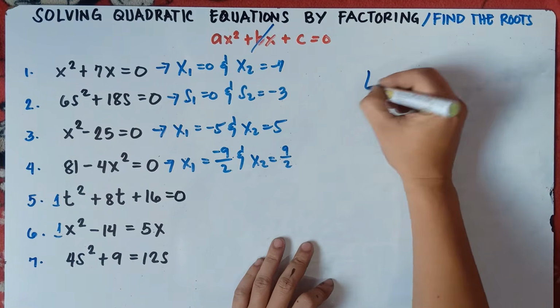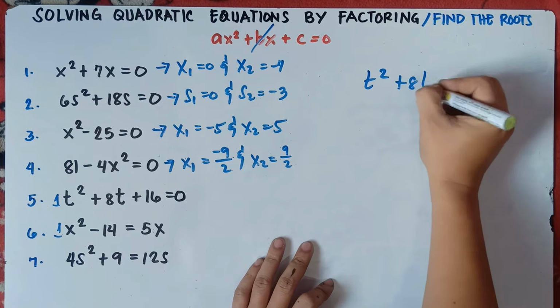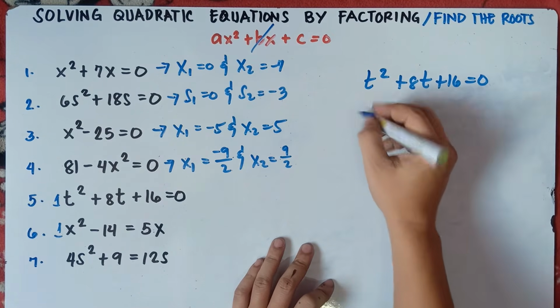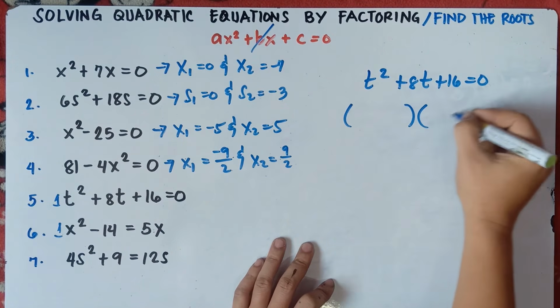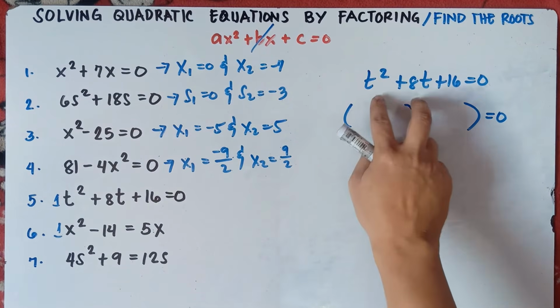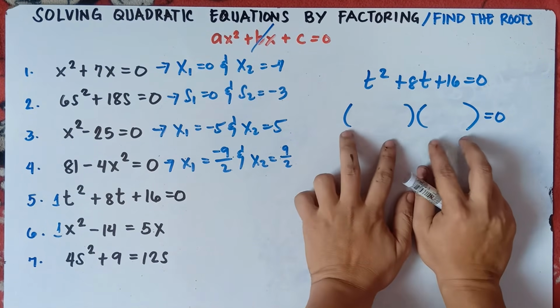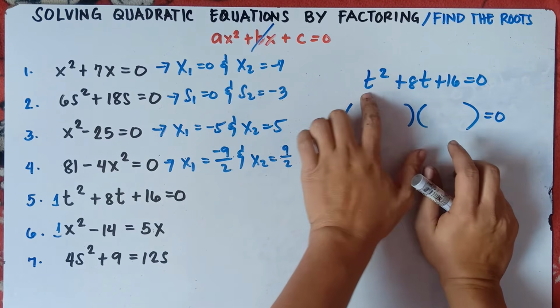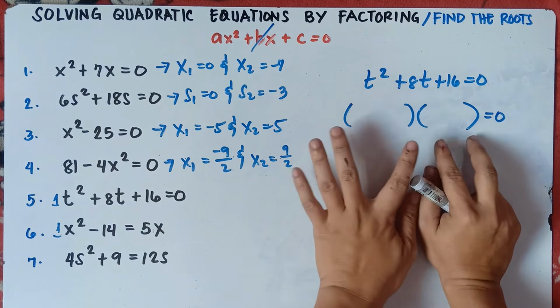Let me explain that. t squared plus 8t plus 16 equals 0. To factor this out, you will have two binomials as the answer. So you will be having two binomials for the answer of this t squared plus 8t plus 16.